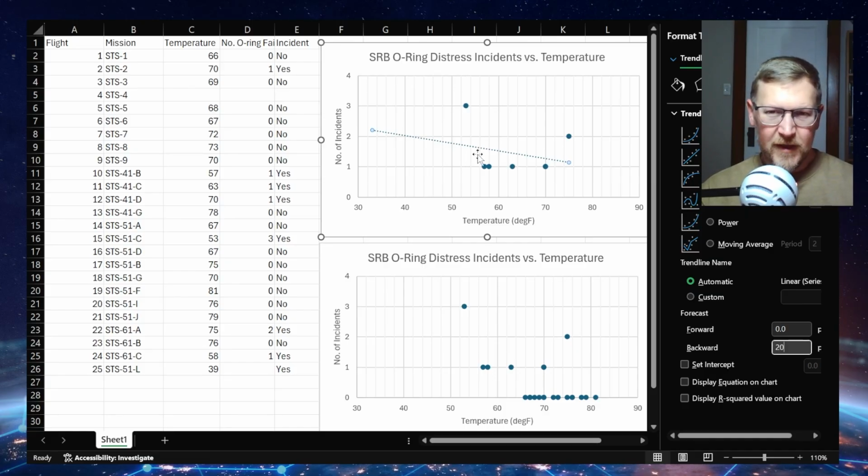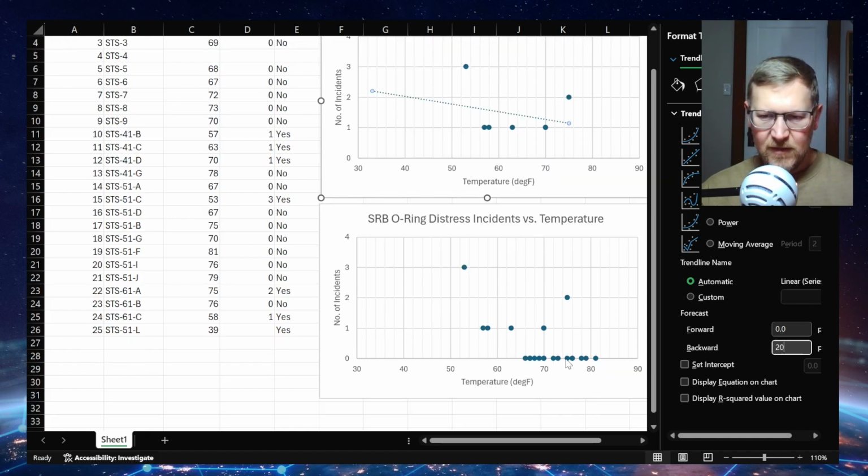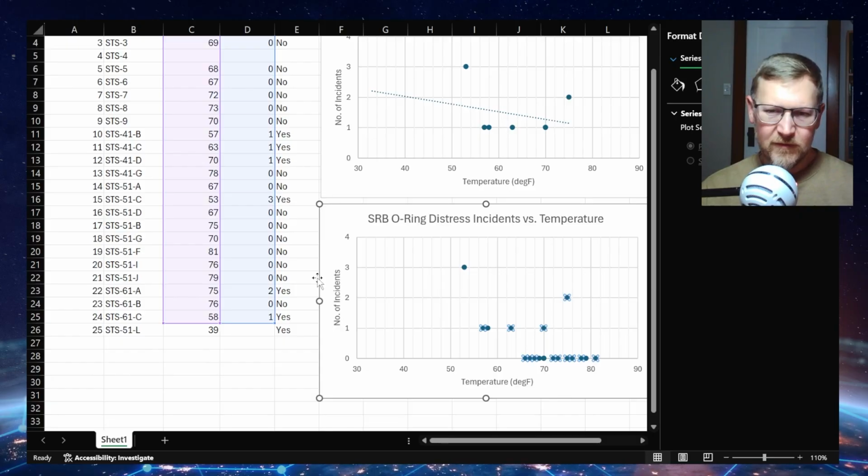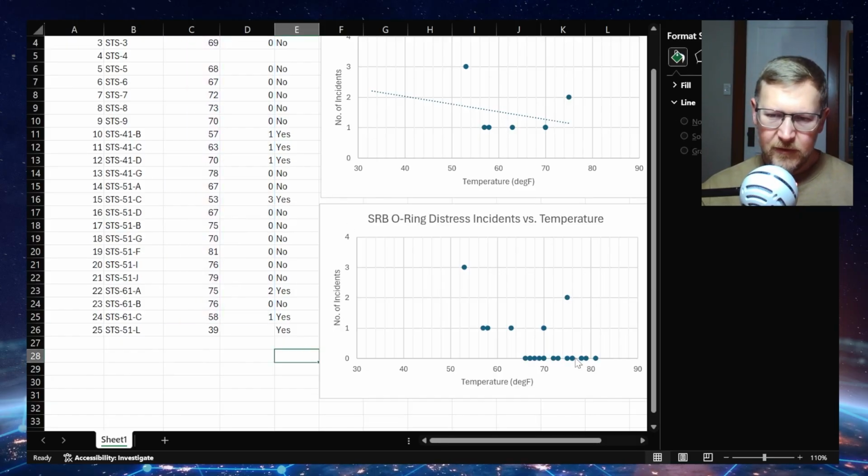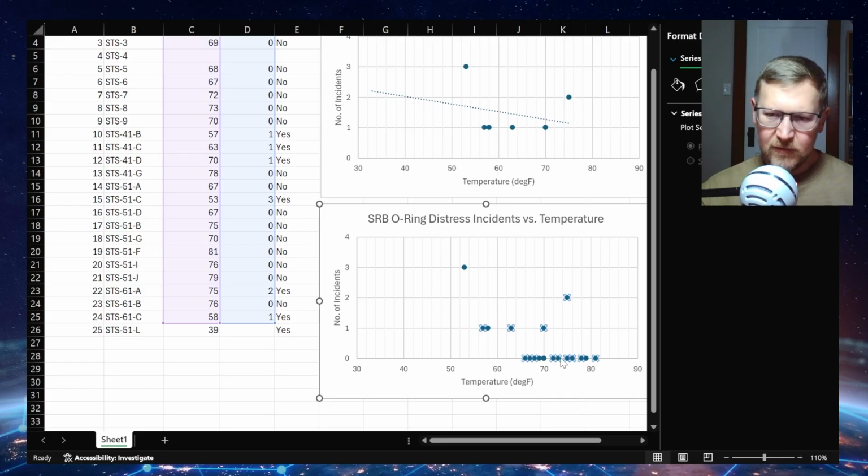Now, if you just flat out ignored the data, that's also a problem, because as an engineer, you need to understand the full perspective, right? There's a lot more to it than just the cases that go wrong. So if we take the data that includes all the flights up to this point, including those that had no failures, well, you can run a trend line for this.